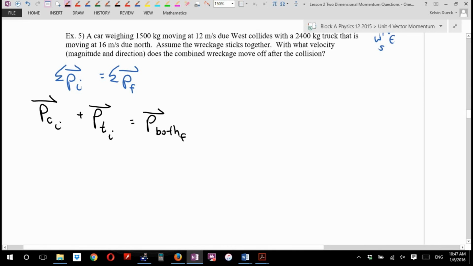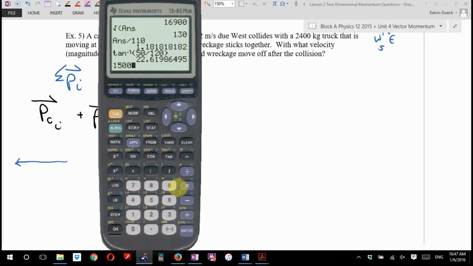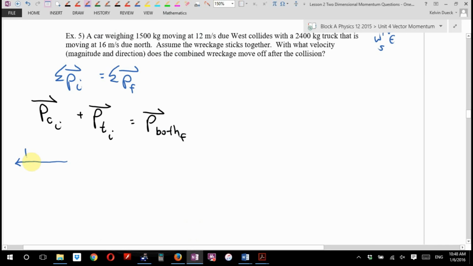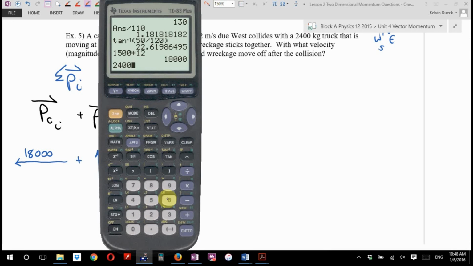Oh, there's directions. I better be really, really careful. So we have a car moving due west. Now, what goes on this vector? Not the 12, not the 1500, the momentum. 18,000. Plus, truck is moving due north. What goes on this vector? Not the 2,400, not the 16, the momentum. 38,400.